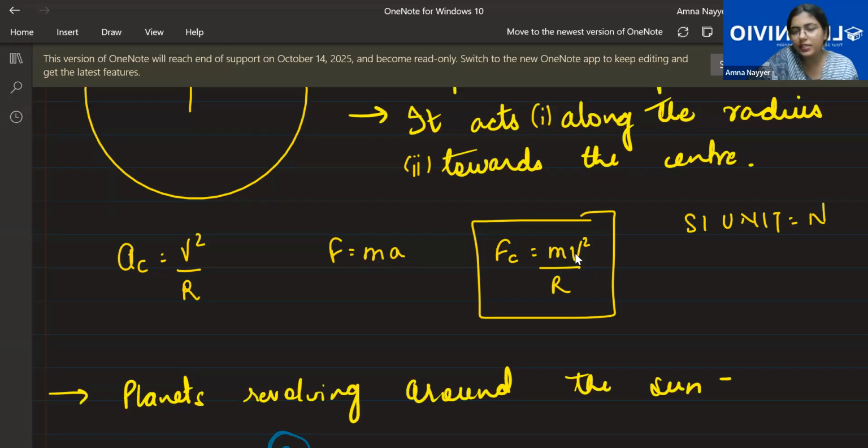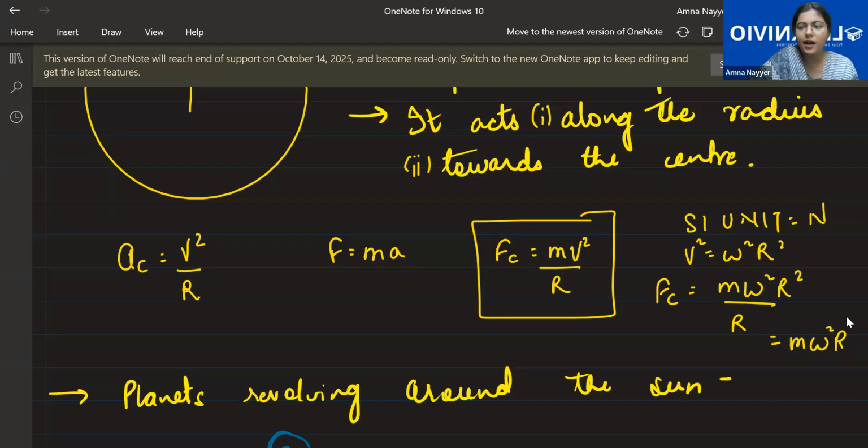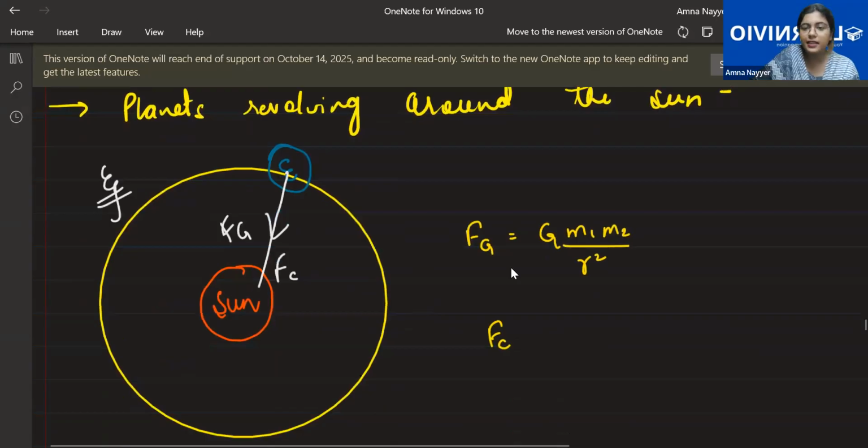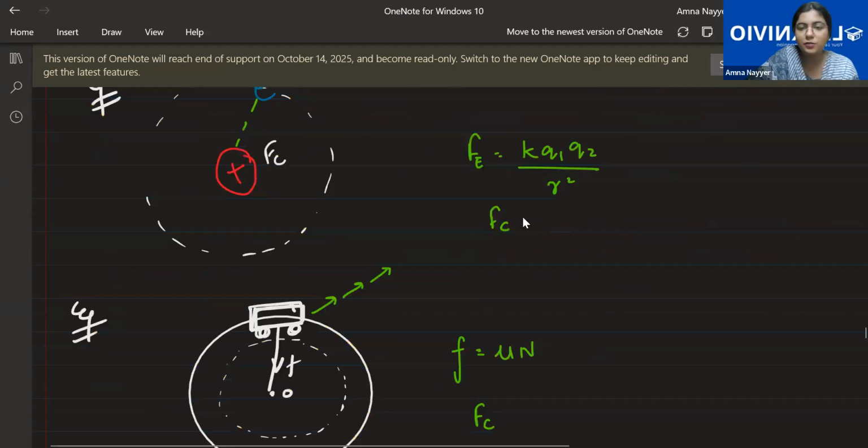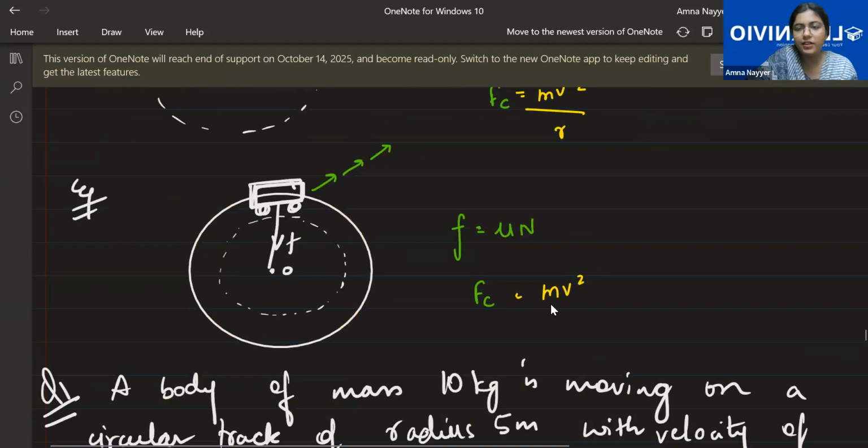But see, if you want to write, v square can be written as omega square into r square. So if I put it here, I'll get m omega square r square divided by r. That makes it m omega square r. So this is also a formula which you can use as a modified formula when the angular rotation is given. So in all these cases, the gravitational force is providing the centripetal force, mv square by r. You can just equate all these things. Here also, this is providing mv square by r. Here also, this is mv square by r.